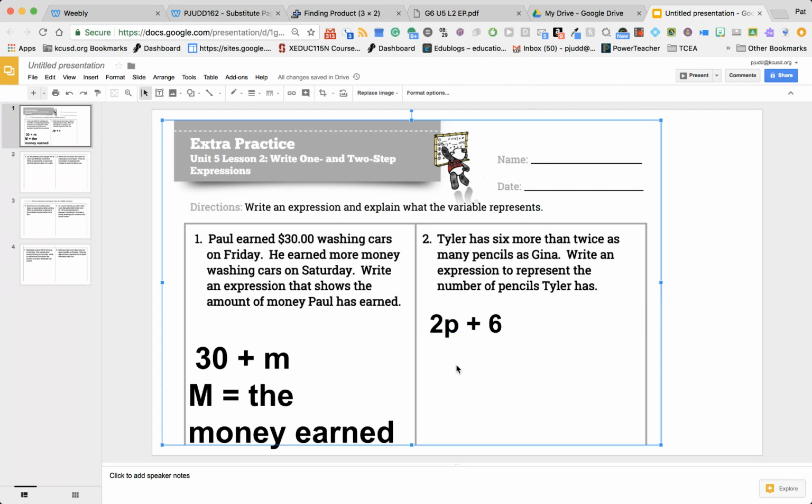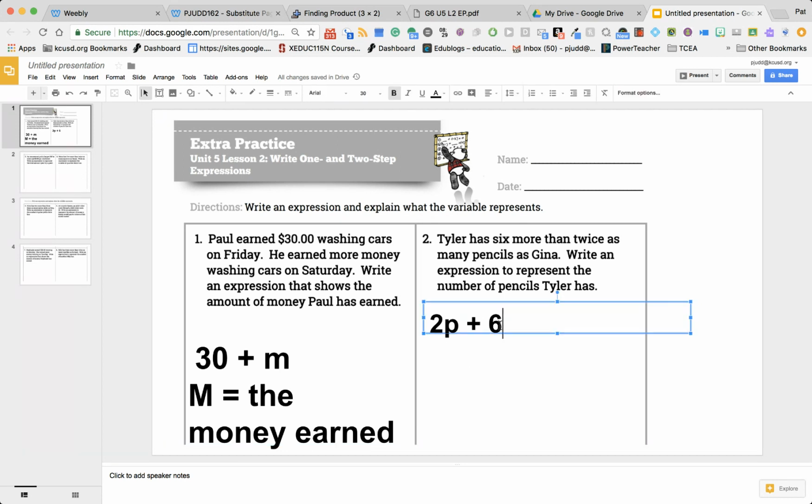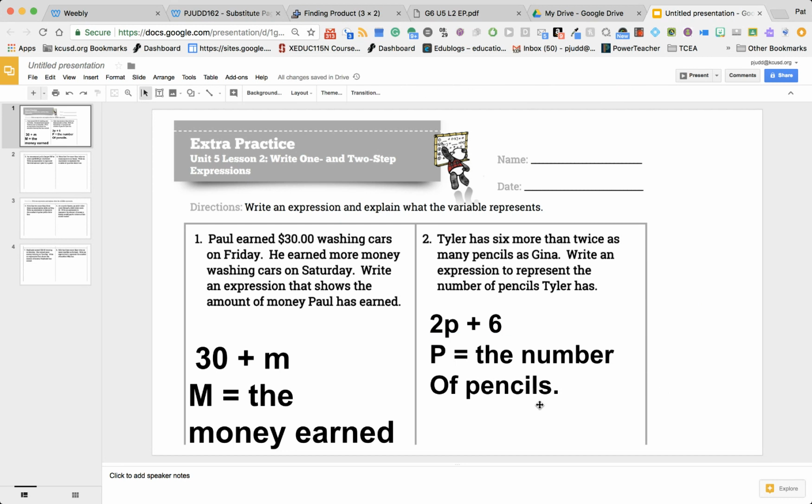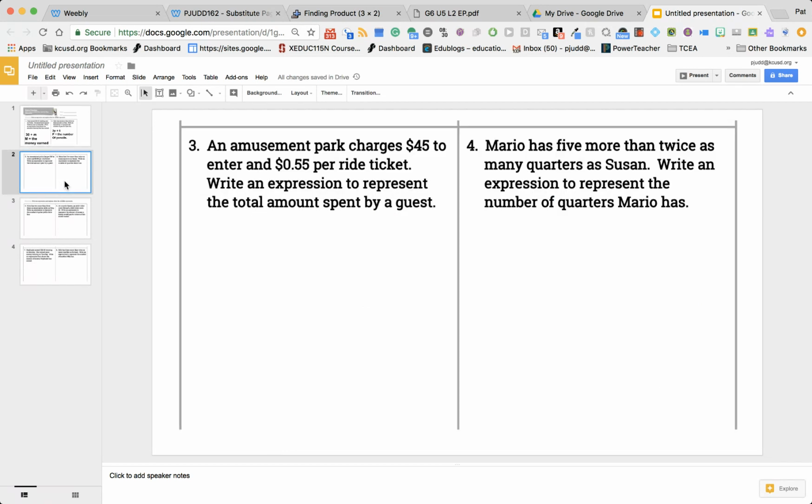And then you also needed to explain what the variable meant. And the P represents the number of pencils. Okay. Nice. Now, when we go to the next slide, there are going to be 2 problems that you're going to see here.